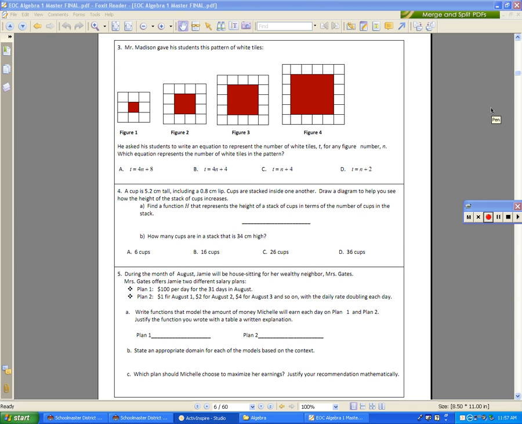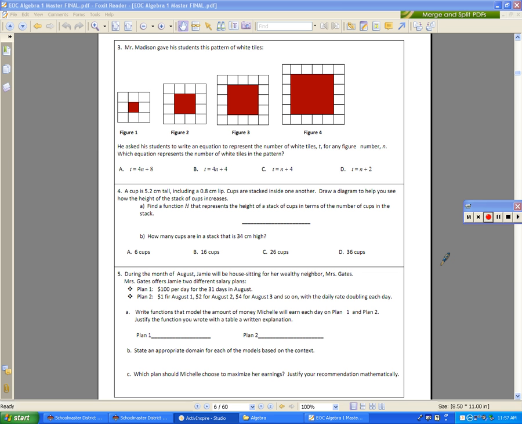Okay, this one says a cup is 5.2 centimeters tall. So here's my cup, and it's 5.2 centimeters tall. Okay? And then it has a 0.8 centimeter lip. So this little thing at the top is 0.8 centimeters, okay? So now we're going to start stacking up some cups. Since the lip is 0.8 centimeters tall, how high does my stack go up every time I stack a new cup?